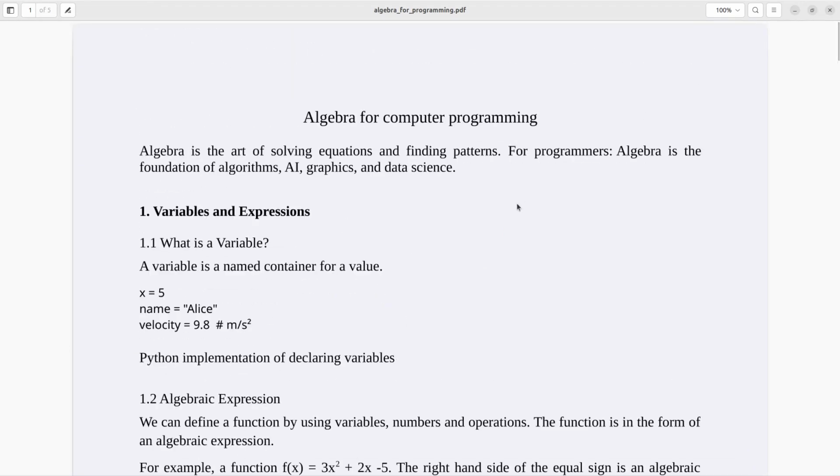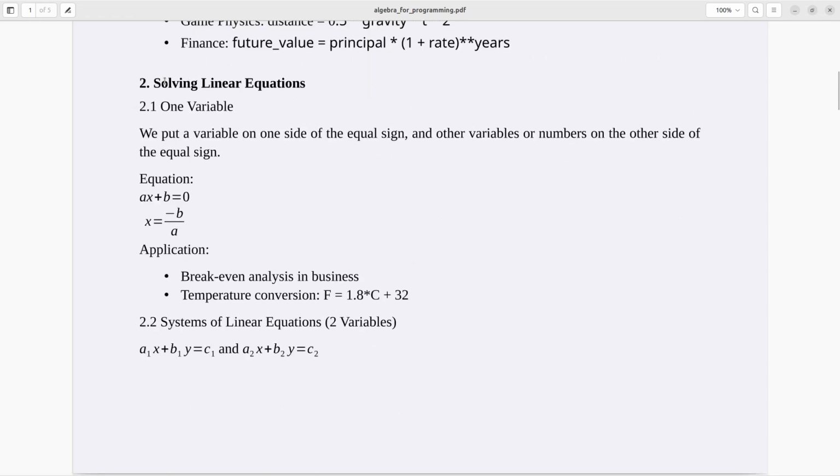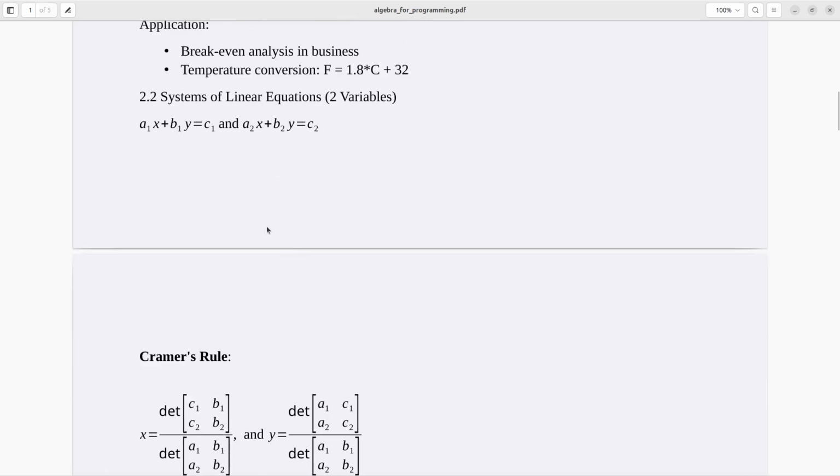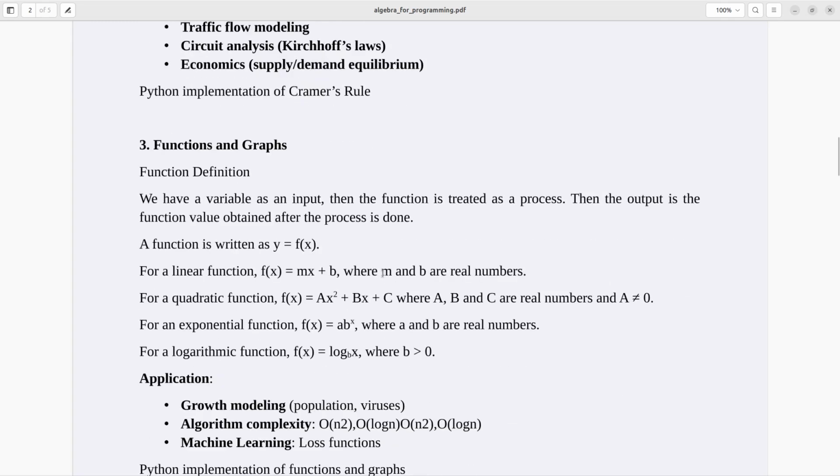So this video has discussed a number of things about algebra for computer programming. We have learned variables and expressions. We have learned algebraic expressions in the form of a function. And we know how to solve linear equations in one variable only. We also know how to solve the system of linear equations in two unknowns by using Cramer's rule. And we also know how to plot functions and graphs by denoting the function first, followed by plotting it by inputting a number of input numbers.